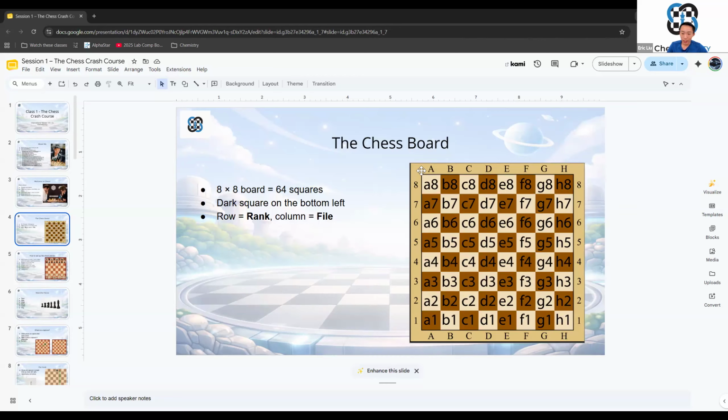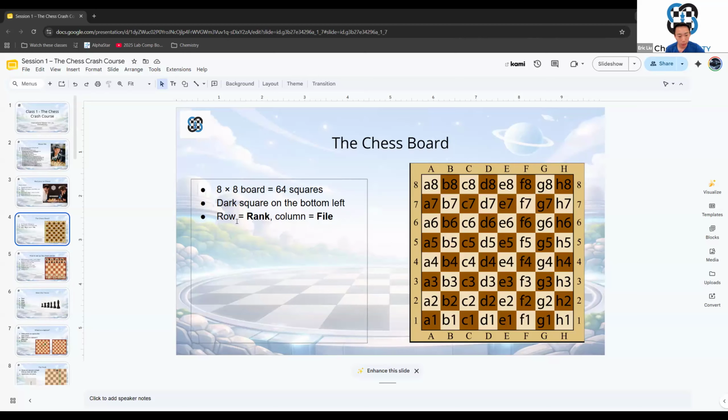I'm not sure why that is. It's probably so that it's easier to see. Anyway, it's also important that when you're setting up a chessboard, there must be a dark square on the bottom left. So here's the bottom left. This is called A1. This has to be a dark square. It can't be a light square. So that's one rule.